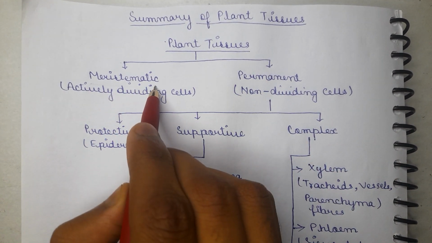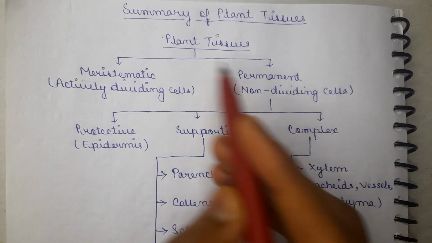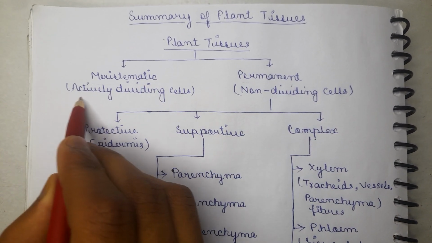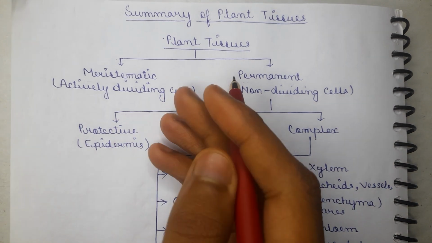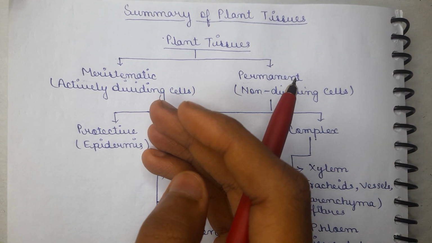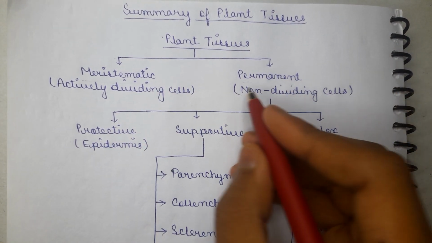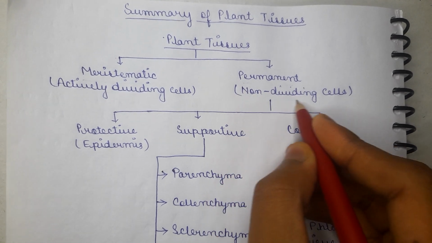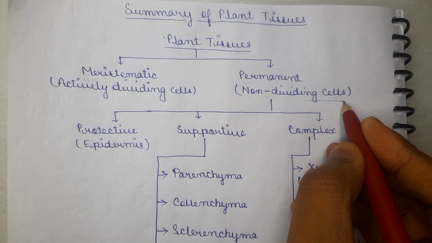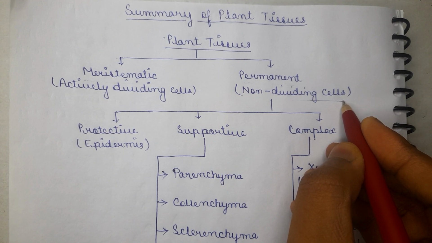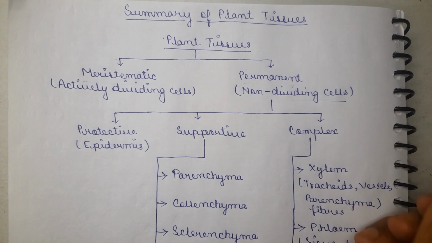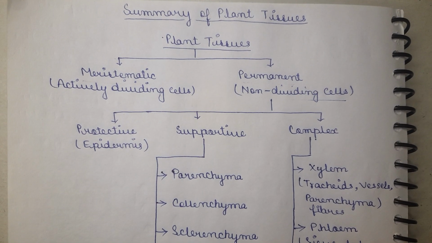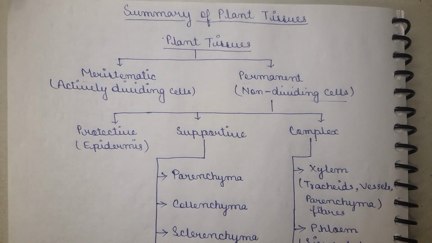Now we already know that plant tissue consists of two types. Mainly the first one is meristematic and the second one is permanent tissues. The meristematic were the actively dividing cells, that means they are only found at the growing point such as the bud of the plant or at the top of the plant. The permanent tissues are found where non-dividing cells are found, that means the bark of the tree or the trunk.